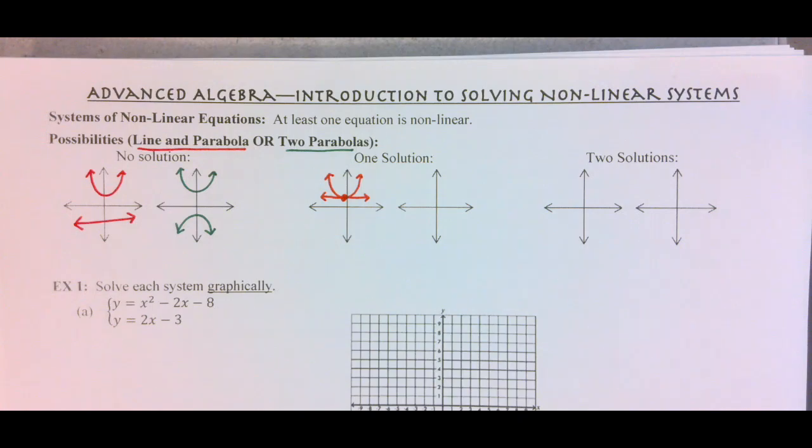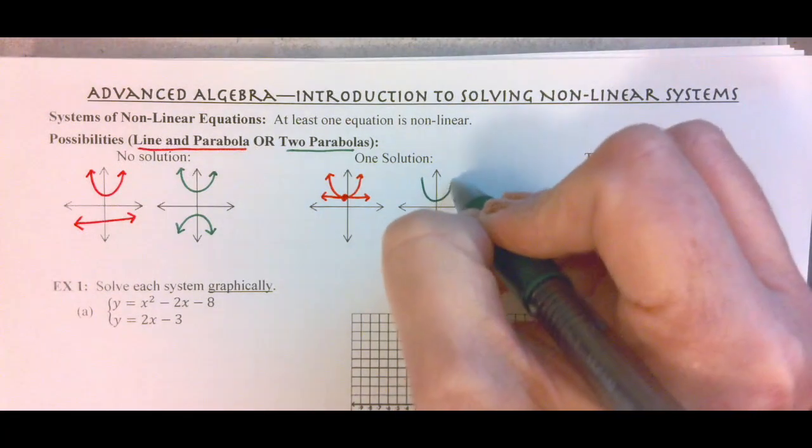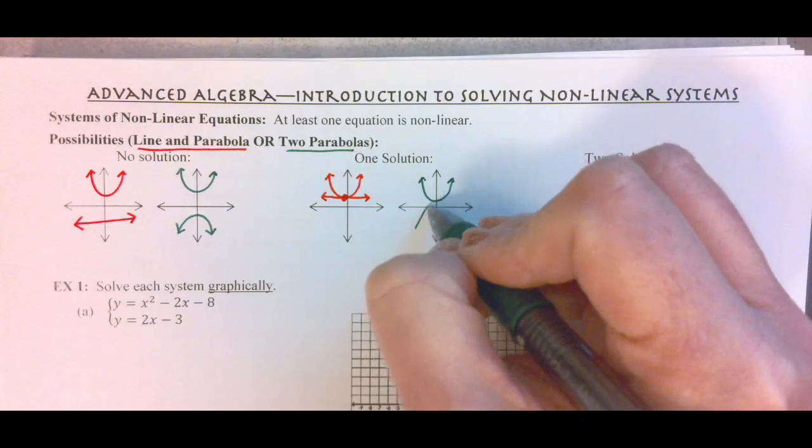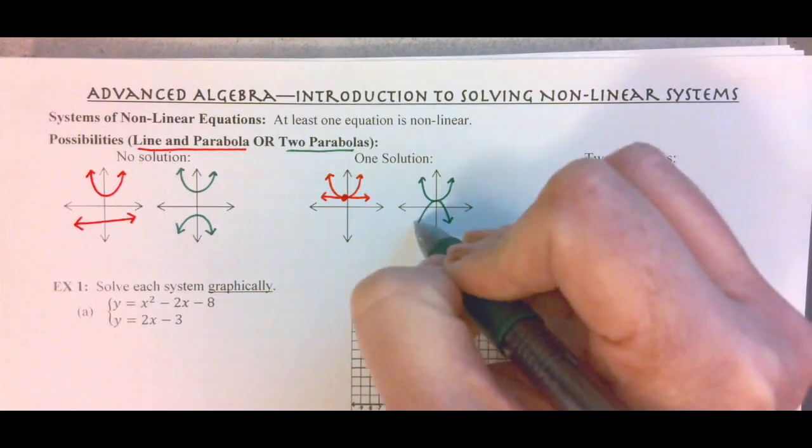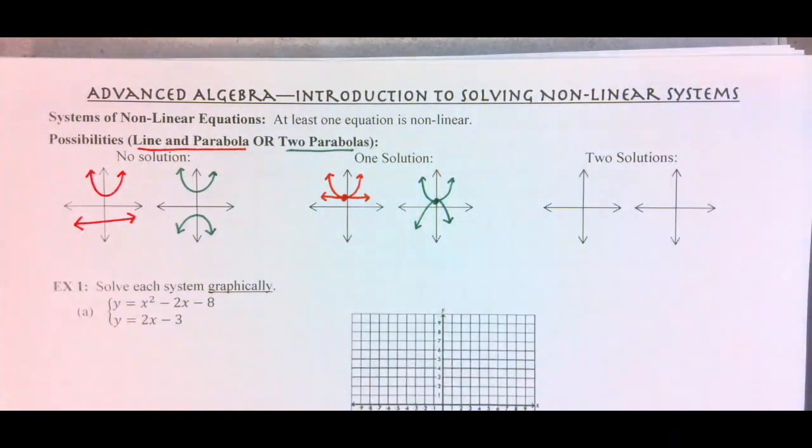If we're looking at one solution, here could be my parabola, and then here could be my line that's making contact right there at the vertex. Or maybe I have two parabolas that touch at the same vertex, but one opens up and one opens down.